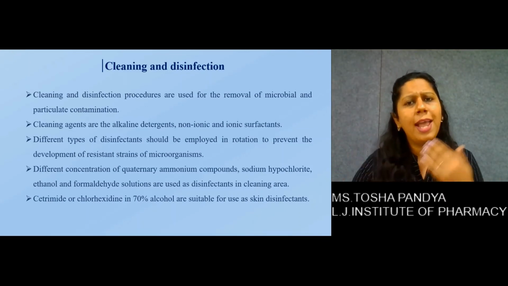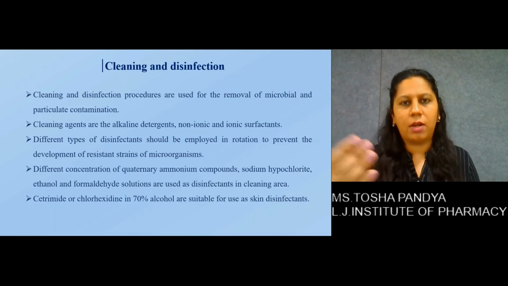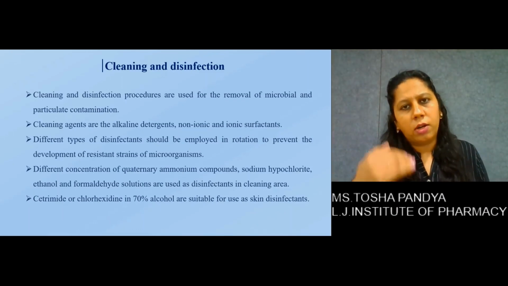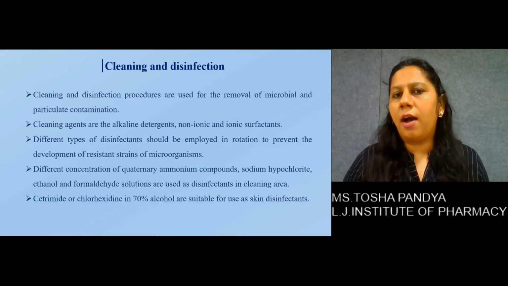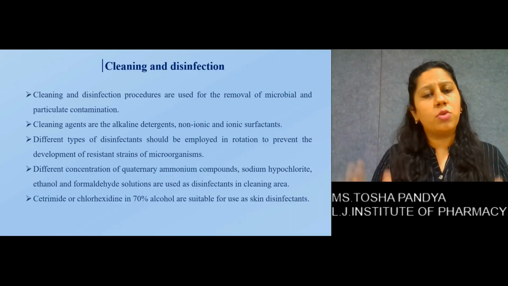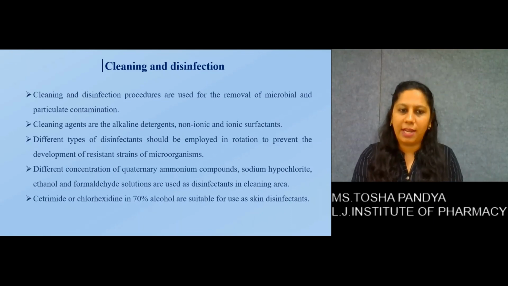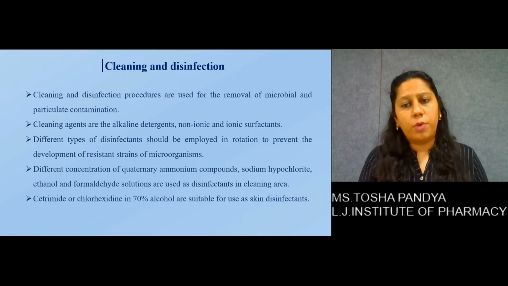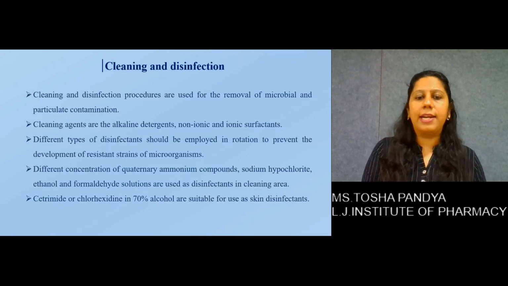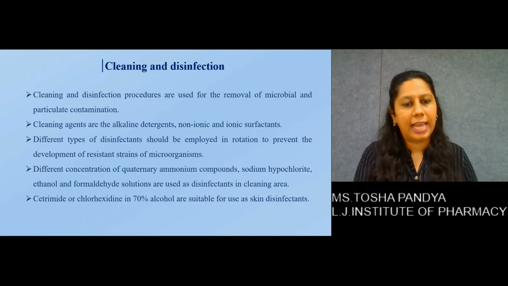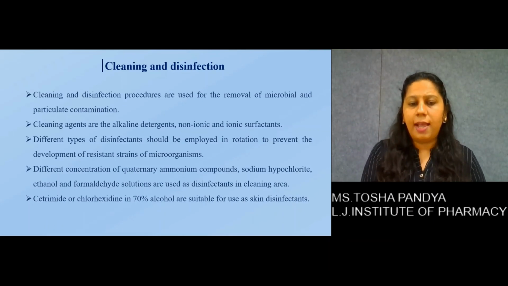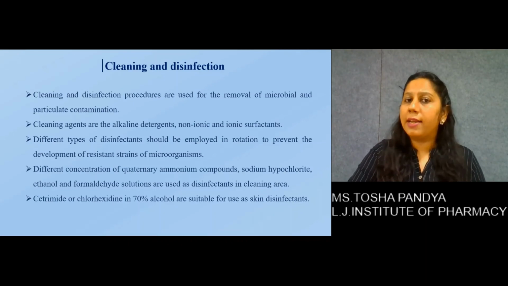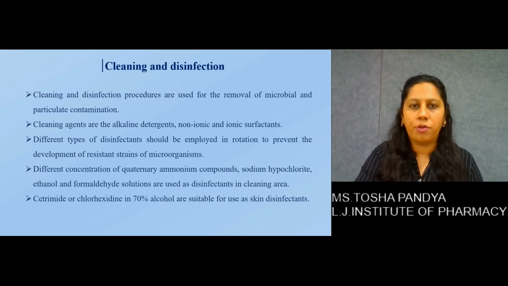So you should employ different disinfectants, the theory of which you will study in a different section. Different disinfectants are employed in rotation to avoid the development of resistant microbial strains. Different concentrations of quaternary ammonium compounds are used. Sodium hypochlorite, ethanol, and formaldehyde solutions are used as disinfectants in the cleaning area. Cetrimide or chlorhexidine in 70% alcohol are also suitable as skin disinfectants. So the cleaning and disinfection of the aseptic area is a very important part.